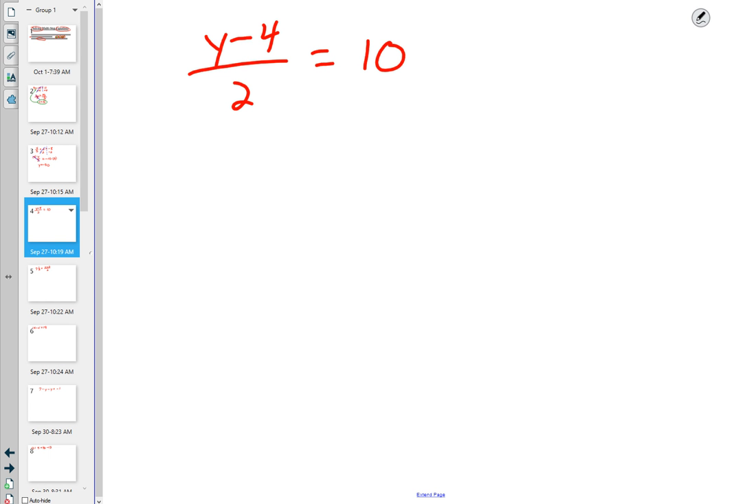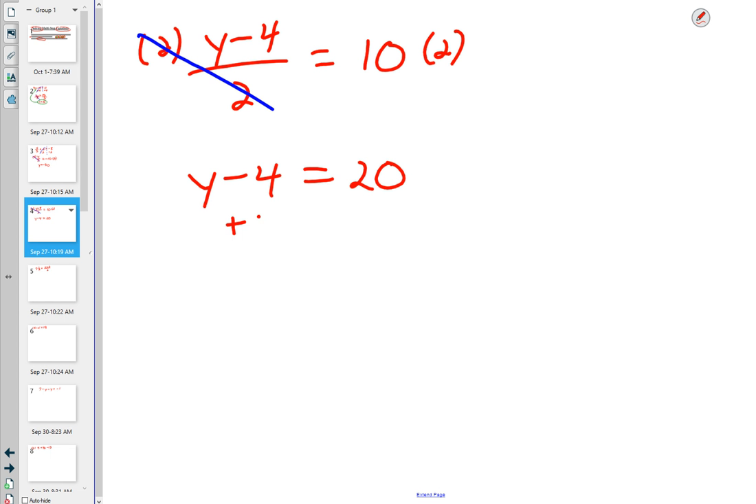Good, yeah. I'm going to go times 2 times 2. But that's just going to show you that the 4 is going to come last. So I drop down y minus 4, 20. Last step is just add 4.